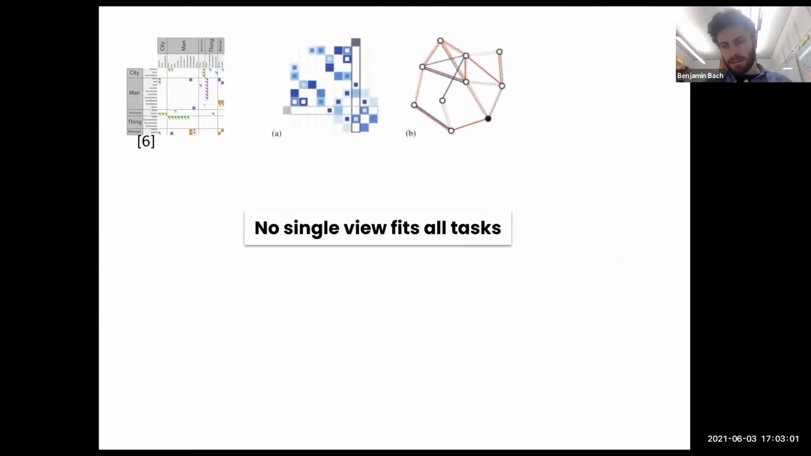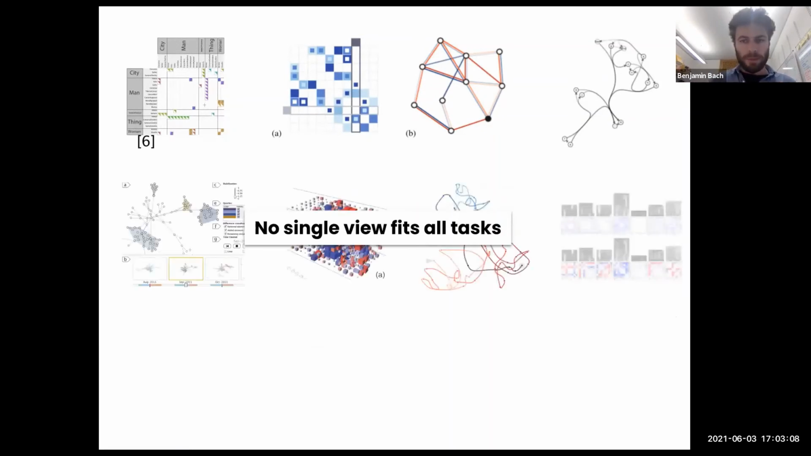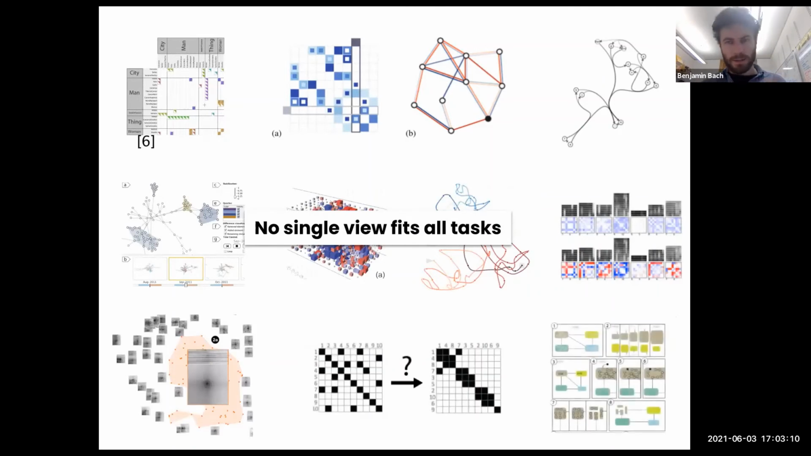The main take-home message is there's no single view that fits all your tasks. And there exist many, many more techniques that I could have gone through today. Again, I'm happy to give more information if you want to. But it's important to know that if I have a specific task, if I'm looking at my network and I'm like, how about this? Then there might be a technique out there that can help you. And it's always good to have a couple of techniques that you can try and say, well, if I don't see it here, maybe I see it there, or maybe I see it there.